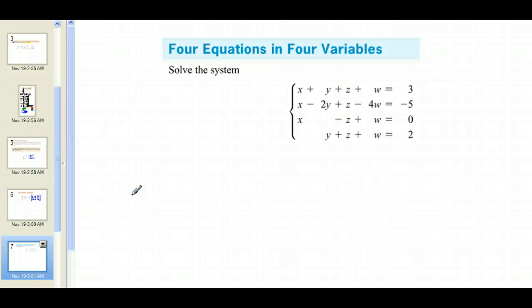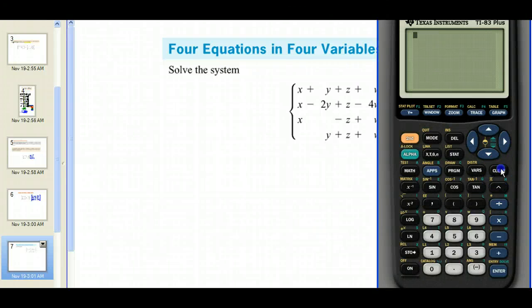Alright, so let's do one with 4 equations, 4 variables. So this time I'm going to go in here, same thing, second matrix. I'm going to come over to edit. Notice we go edit, then we go to math, and then we go to names. If you just follow along, here we go to edit.